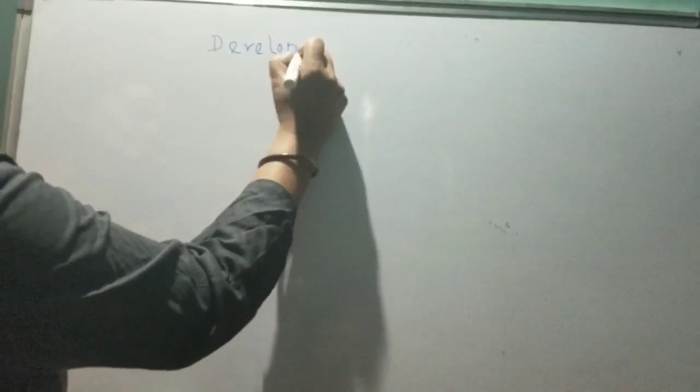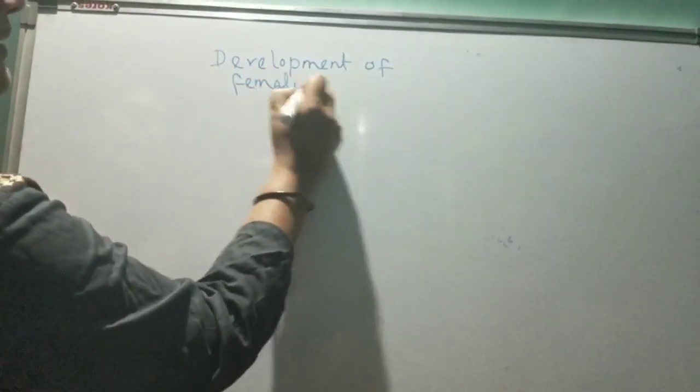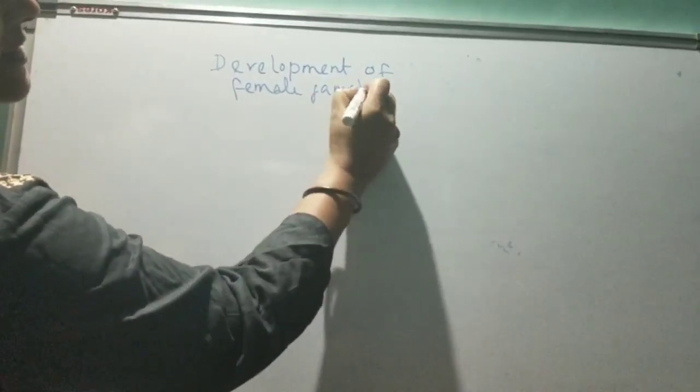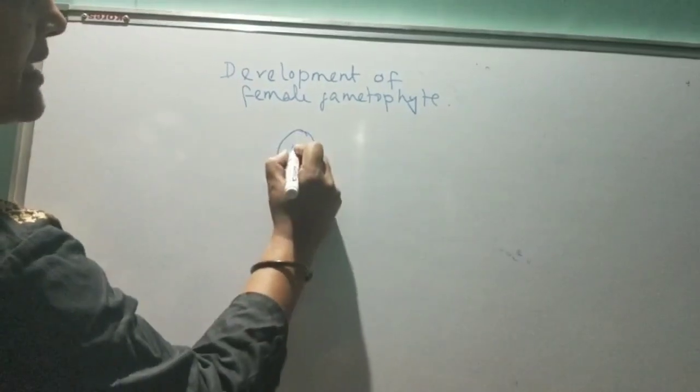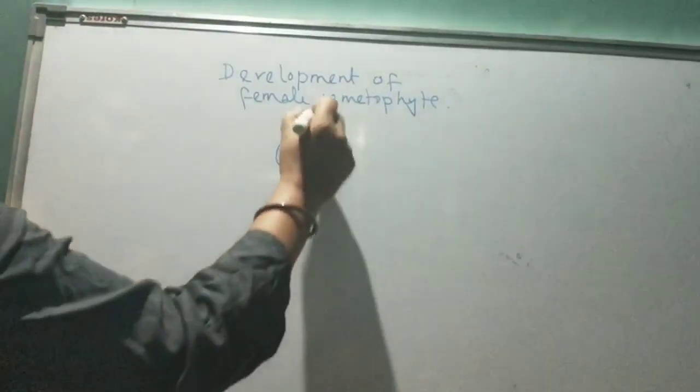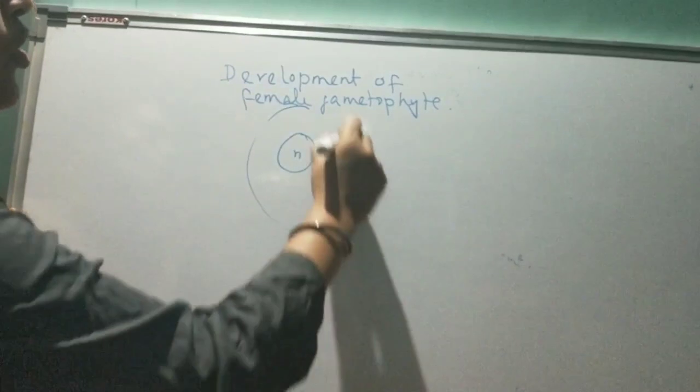Development of female gametophyte. The female gametophyte starts from the functional megaspore having chromosome number N that is present inside the ovule.